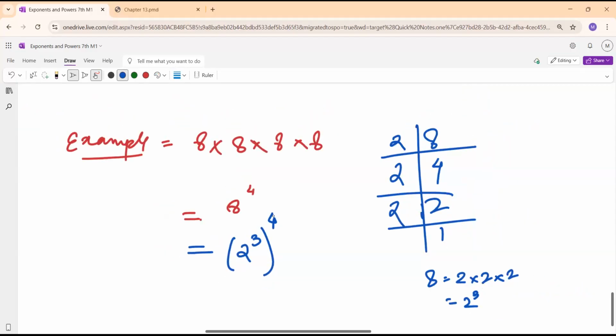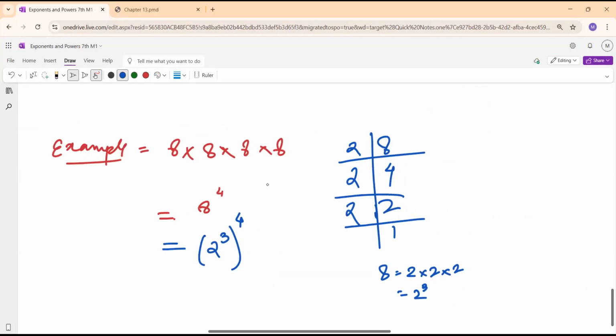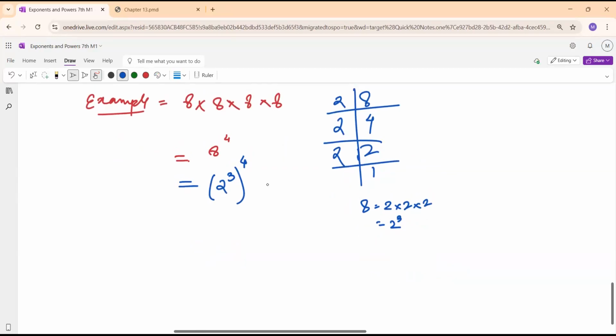Salman, what happens when there is a power on a power? In the law, what happens when there is a power on a power? Tell me the trick. You have to apply the tricks always. The trick is powers would multiply. So 2 raised to the power 3 into 4. So that is 2 raised to the power 12. Is this clear? Yes. Okay. So when there is a power on a power, we multiply the power.